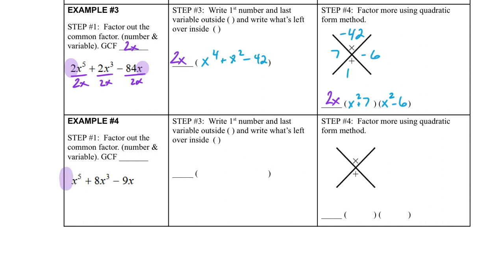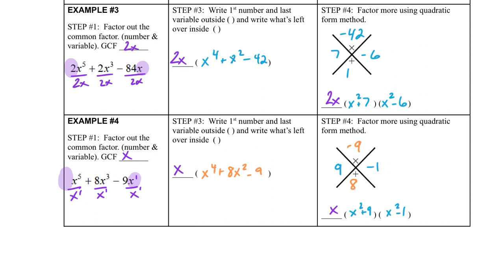Same type of thing happening on the first one. There's no number out front, so I'm just going to divide everything by x. So that means I am subtracting those exponents. So I'm going to have x times x to the 4th plus 8x squared minus 9. Negative 9 on the top, 8 on the bottom, and I have positive 9 and negative 1. So x squared plus 9, x squared minus 1, and it's going to have an x out front.